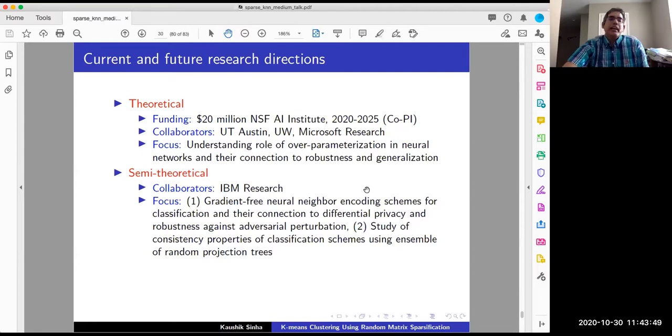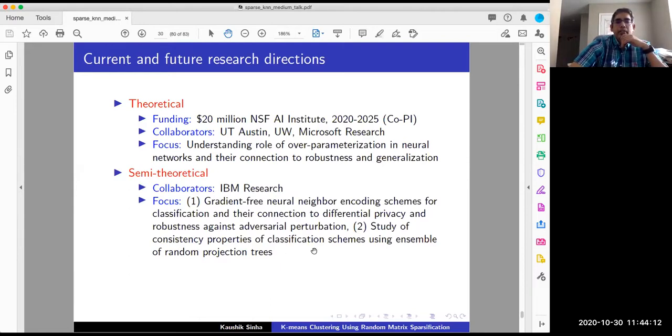And by design, we suspect that it has some connection to differential privacy, in the sense that maybe it provides differential privacy for free and may have some robustness against adversarial perturbation. So we are studying those kinds of properties along with my IBM Research collaborators.